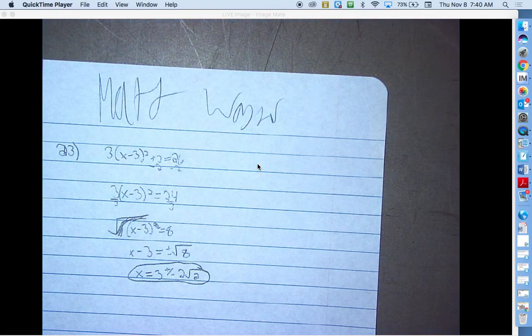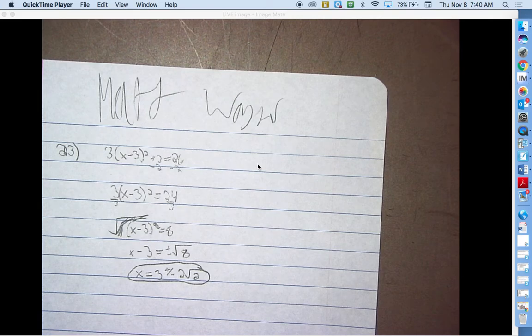So I had 23, and the problem was 3 parentheses x minus 3 parentheses squared plus 2 equals 26. First you subtract the 2 from the 26, and then you get 3 parentheses x minus 3 squared equals 24. Then you divide the 3 on both sides, and then you get x minus 3 parentheses squared equals 8.